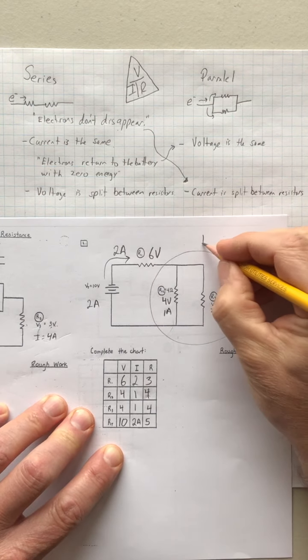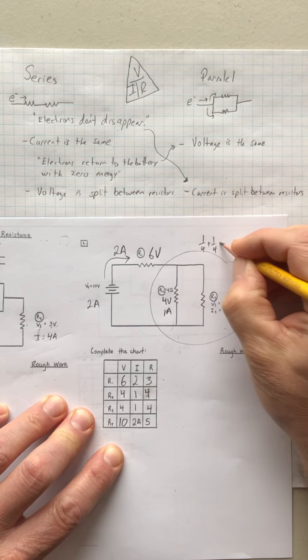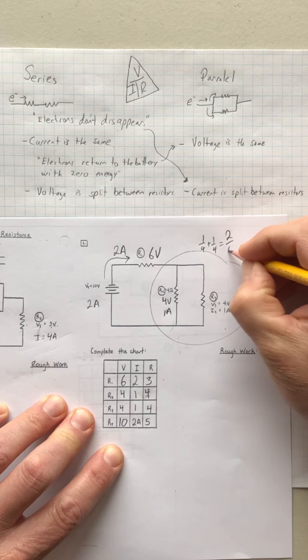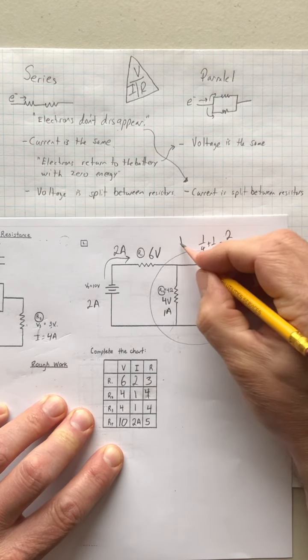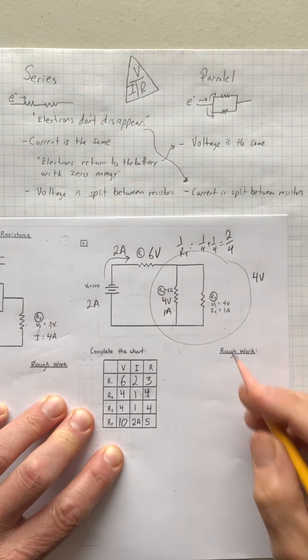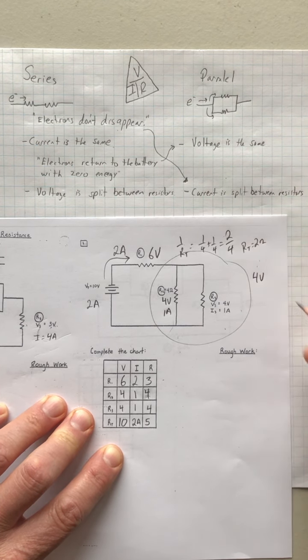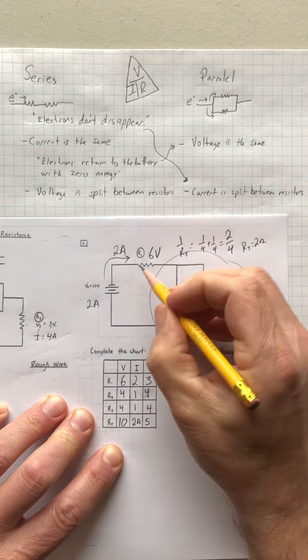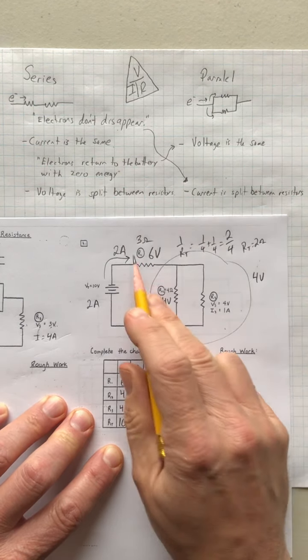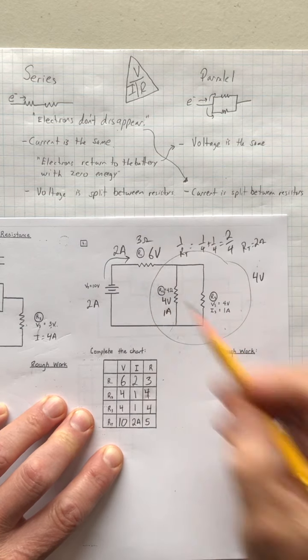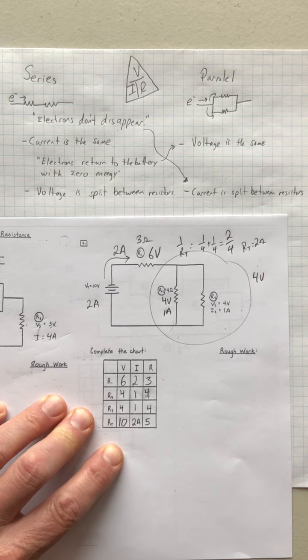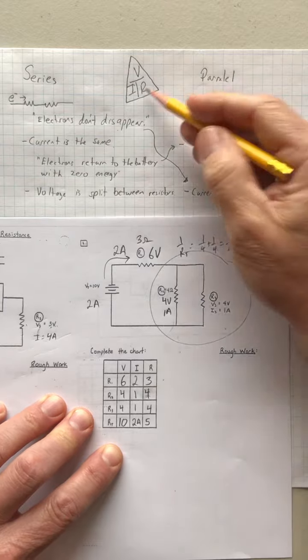1 over 4 plus 1 over 4 equals 2 over 4. Okay, but that's 1 over R total. So now I have to flip that. It's 2 ohms. Okay, so you could add them up. This one was 3 ohms. 3 plus 2 for the whole group is 5. I think 10 divided by 5 is much easier. Whenever you have the 2 numbers, go straight to the Ohm's law.